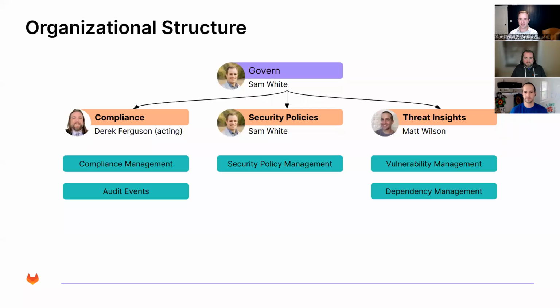Just to get started here, I'm going to go over our organization chart since the Govern stage is still fairly new. We now have the compliance group under Govern, as well as the security policies group and the threat insights group. And as part of that, we recently added a new dependency management category under threat insights. So that's the current team, myself, Derek, and Matt, and we're going to each be going through the areas for our respective groups.